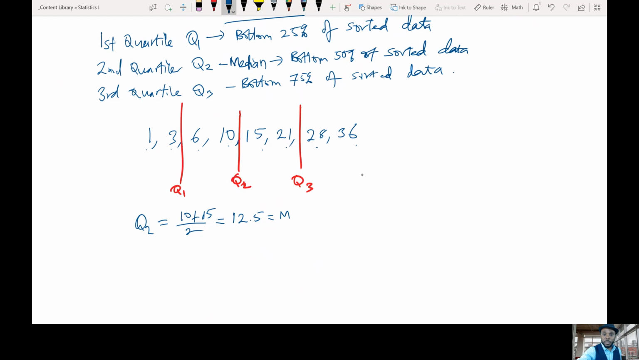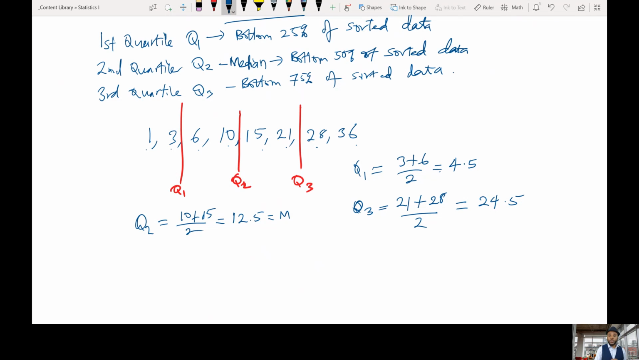What is Q1? Q1 is simply 3 plus 6 divided by 2. That is, no, that is 9 divided by 2. That is 4.5. And Q3 is equal to 21 plus 28 divided by 2. And by the way, there are different ways of computing quartiles, but this is the way I'm showing you because this is how it's explained in the textbook as well. So this would give us what? That will be 49 divided by 2, and that is 24.5. So that's how to find the first quartile, second quartile, and third quartile.